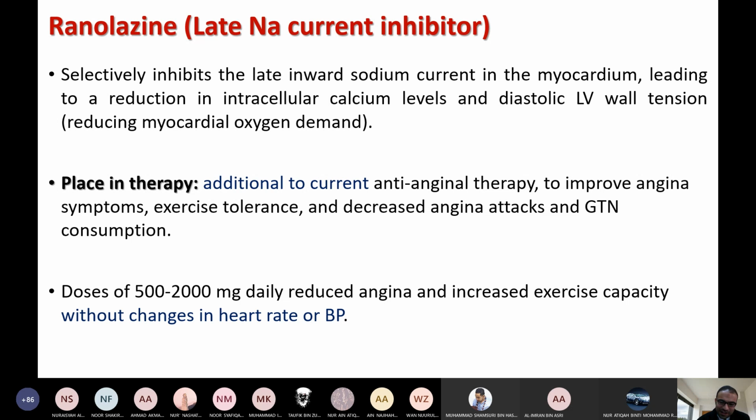Ranolazine is one of the agents that works mainly on the late sodium current, as an inhibitor of the late sodium current, and in general this will lead to reducing the myocardial oxygen demand. It is an additional therapy. It has to be added on to others, for symptomatic control, and the dose range is between 500 mg to 2 grams daily.